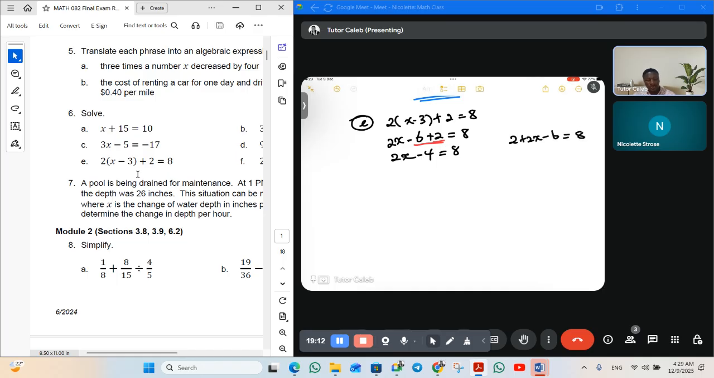Now, this step and this step are exactly the same thing. I've just moved 2 from this position and brought it ahead, and 6 I brought behind. It's the same thing. So if I'm solving this, I'll say 2x plus 2 minus 6 equals 8. It's still the same thing. So it always gives the same result.